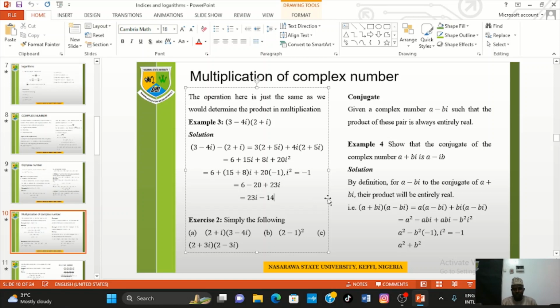Now, conjugate. Given a complex number a minus bi, such that the product of these pairs is always entirely real.